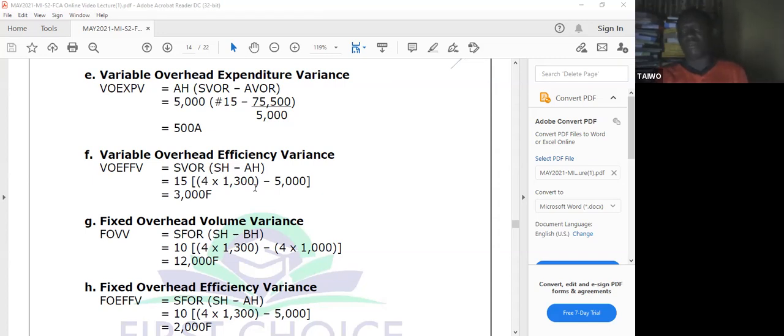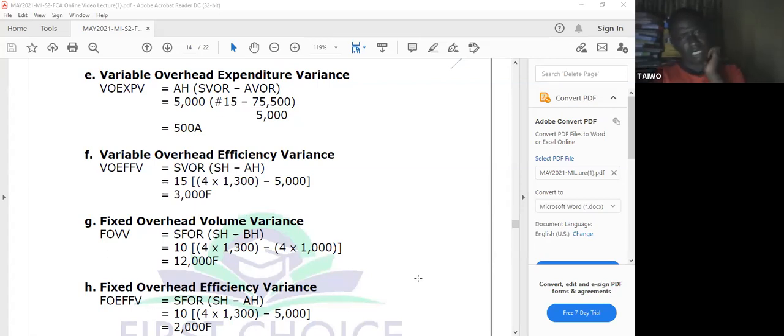Standard hour is 4 hours times actual production of 1.3. That gives you total standard hour. But actual hour is how much? It's 5,000. So the difference between 5,200 and 5,000 is 200. Then 200 times 15 is 3,000 favorable. The reason why it's favorable is that the actual hours we used are less than the standard hours we're supposed to use. That brings about favorability. So variable overhead efficiency variance is 3,000 favorable. Now, fixed overhead volume variance.